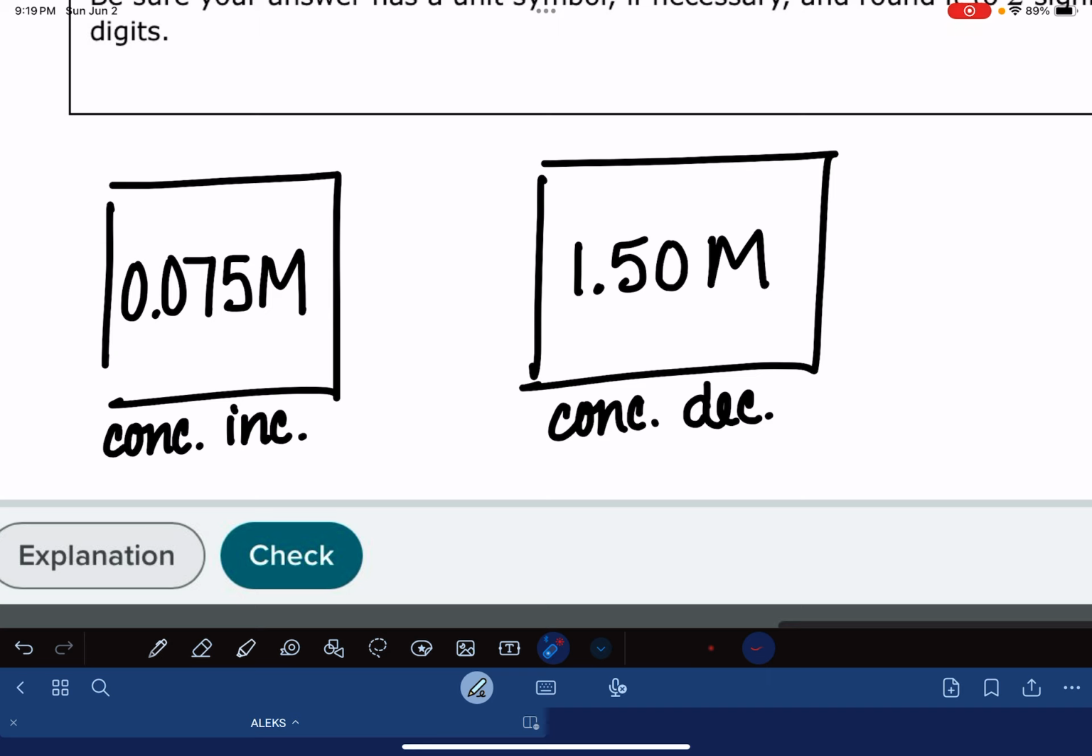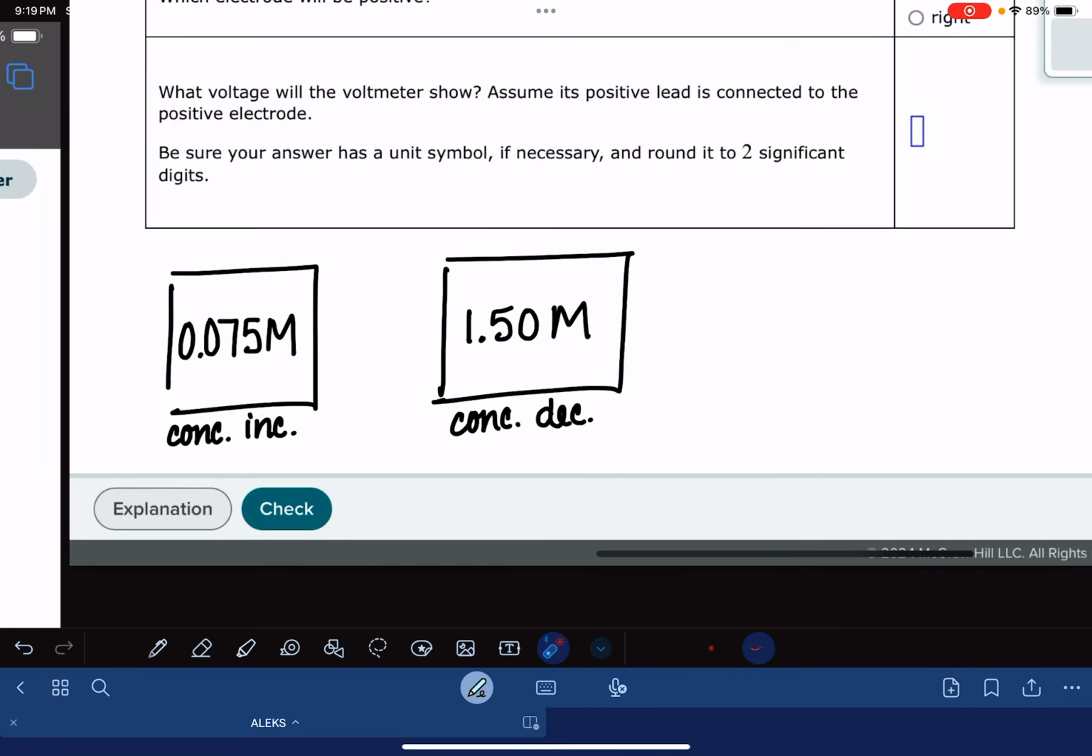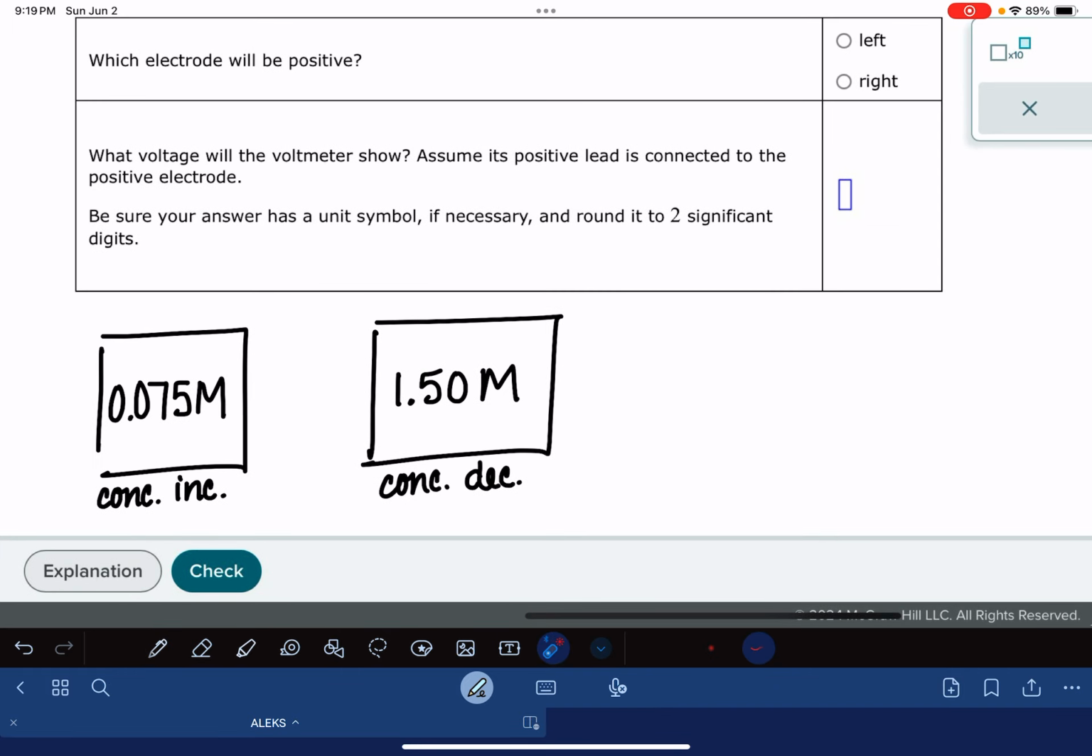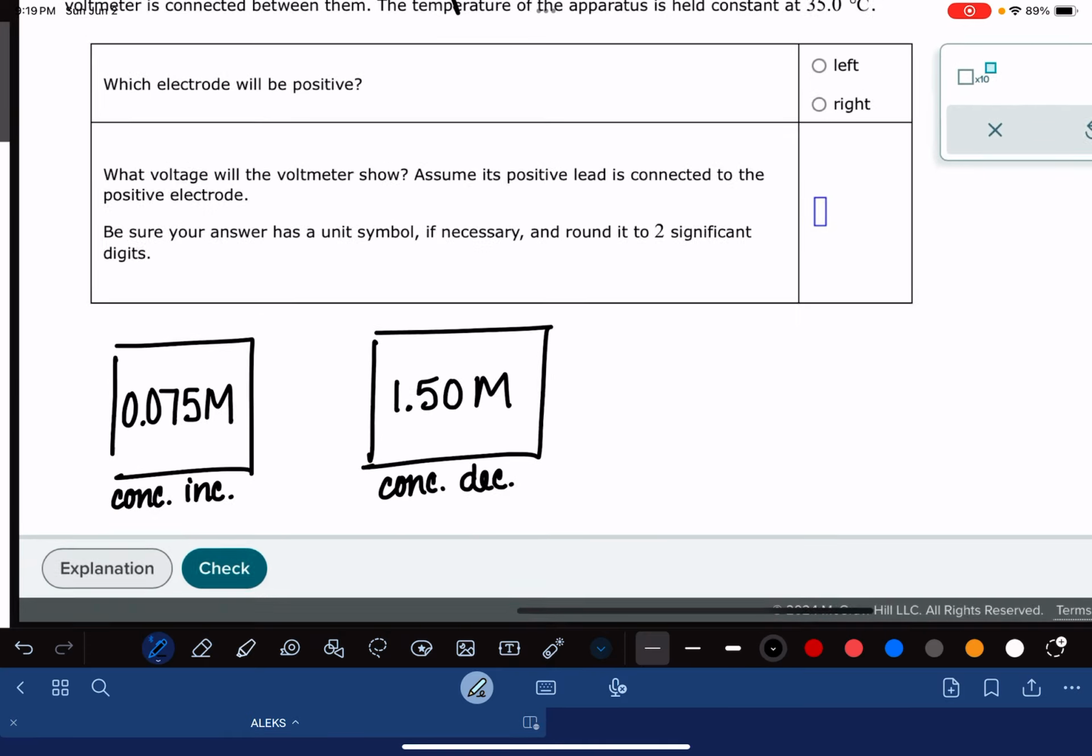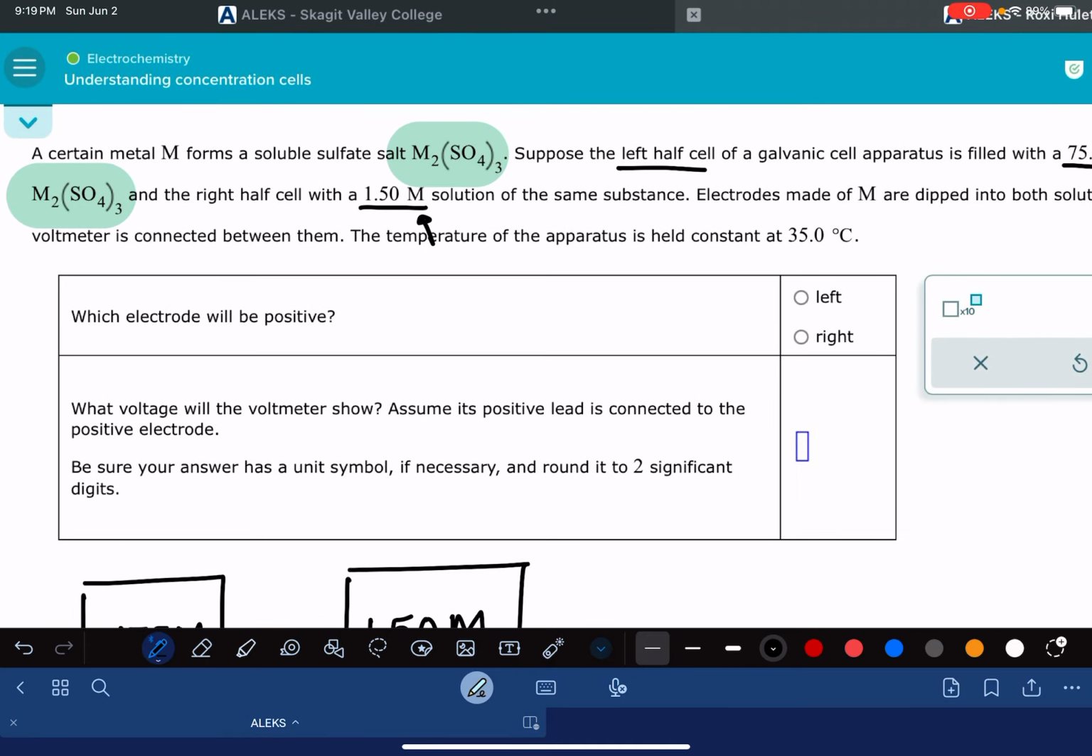So you need to pay attention to your own problem. The side of your cell that has the lower concentration, that's the one where we're going to see the concentration increasing, and whichever side has the higher concentration, that's the one where we're going to see the concentration of those ions going down. So now we have to think about how exactly the concentration of the left side will increase, and how exactly the concentration of the right side will decrease. This is where we're thinking in terms of redox.